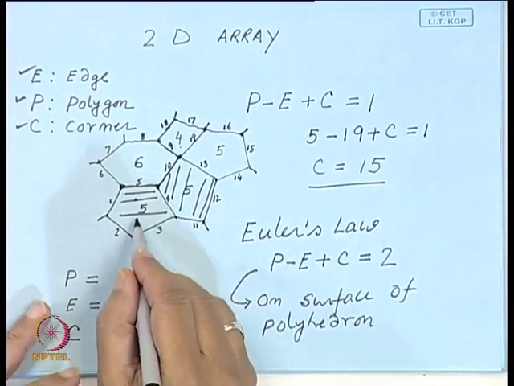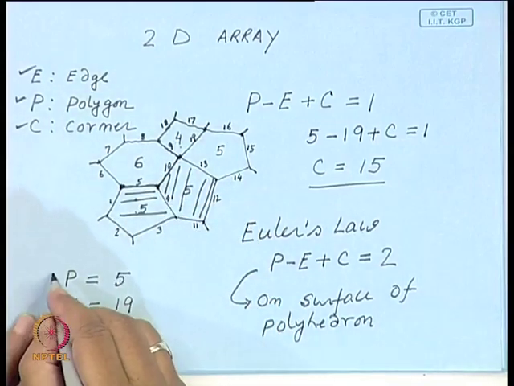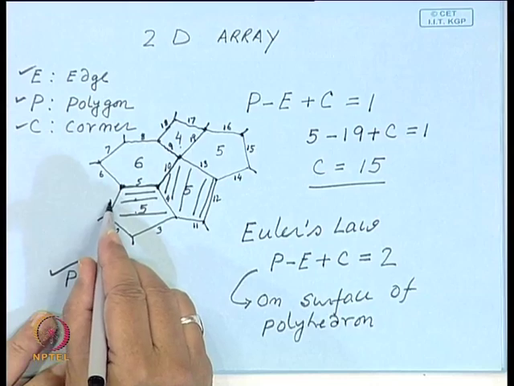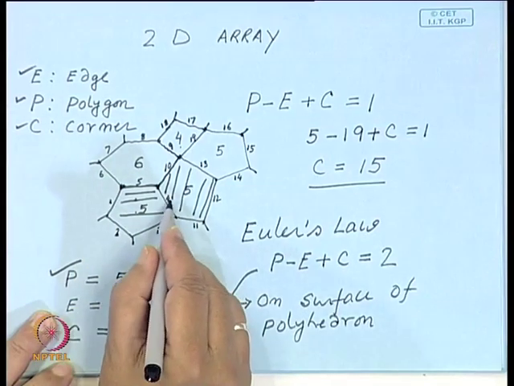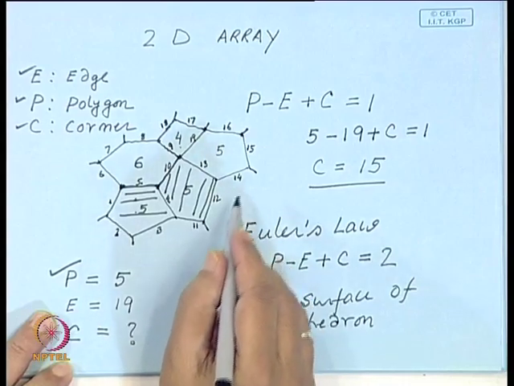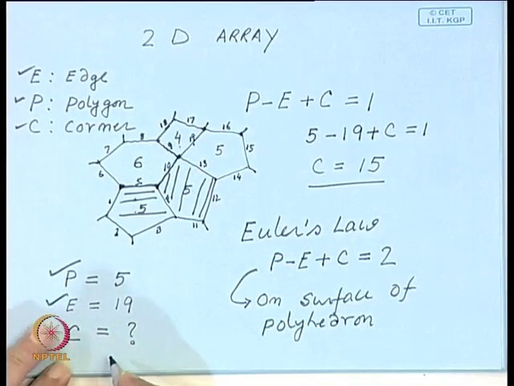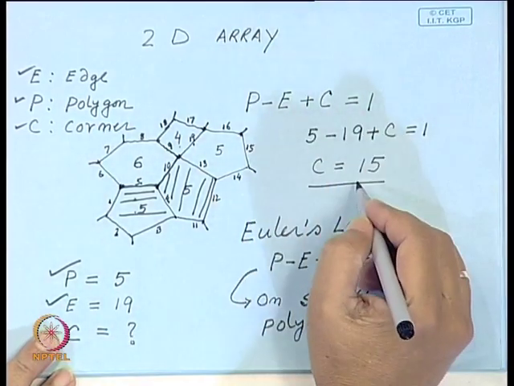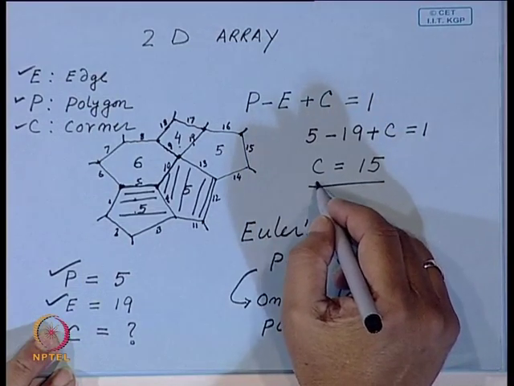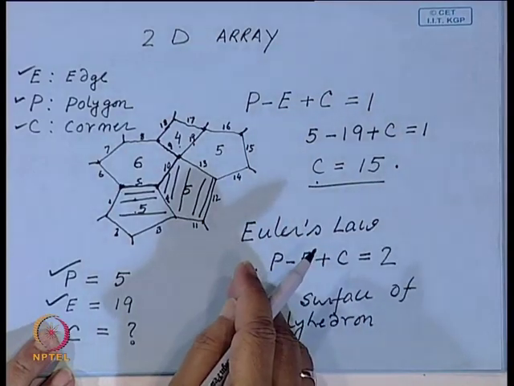Now, in this particular case, you try and count. So, now, you have the number of grains, this is 1, 2, 3, 4, 5. So, the number of polygons is 5. Number of edges I have tried to mark here, 1, 2, 3, 4, 5, 6. So, you go on marking. So, it comes out to be the last one is 19. So, if you substitute here, what you get is that C is 15. So, that means you should have 15 corners.